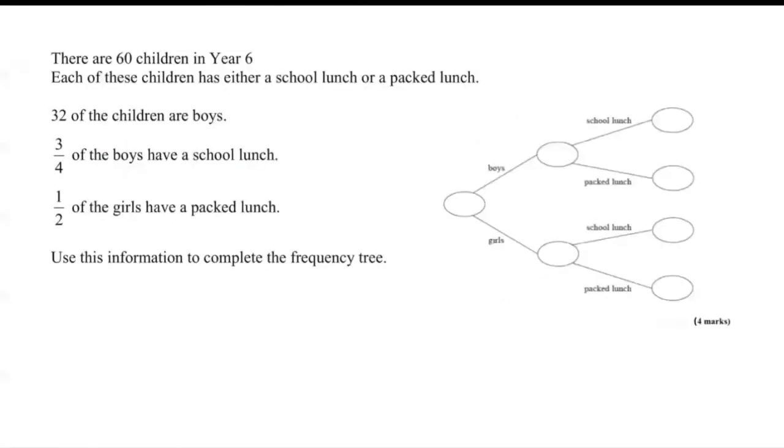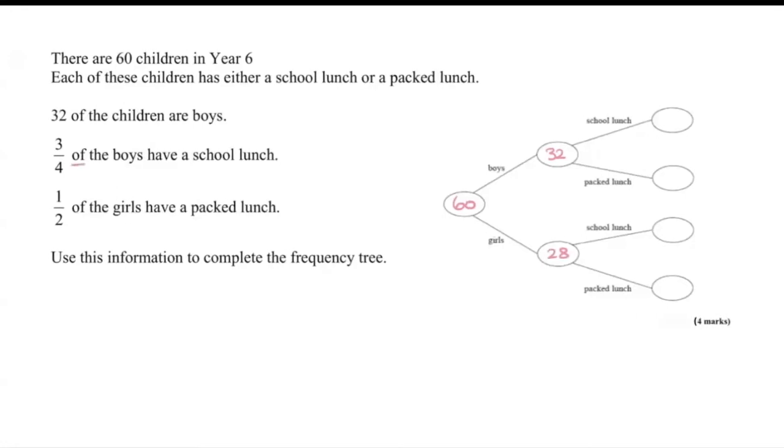We're going to fill it in as we go. So there are 60 children in year 6. So 60 is our total at the beginning. 32 are boys. So we can pop that in the boys section and straight away use it to help us find the girls. The girls and the boys should add to 60.